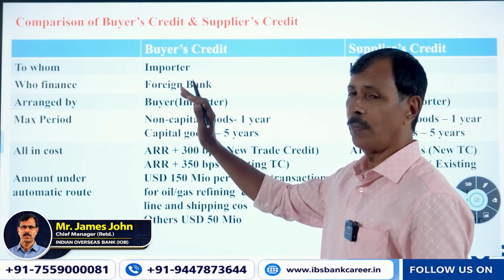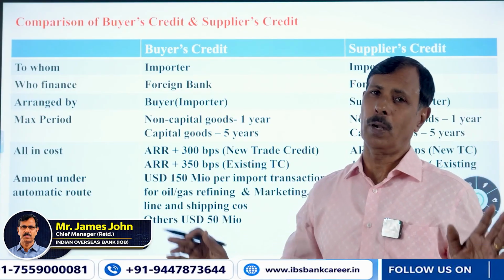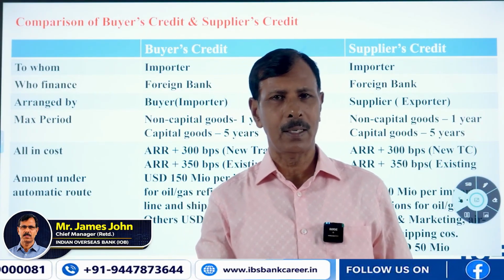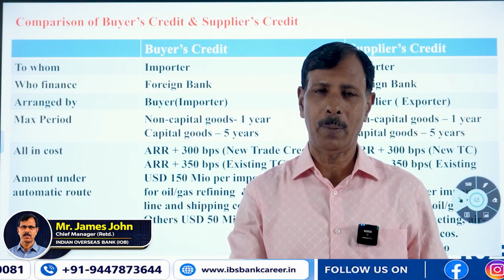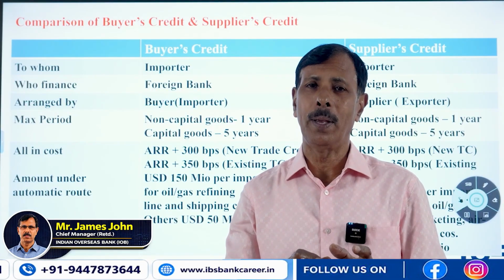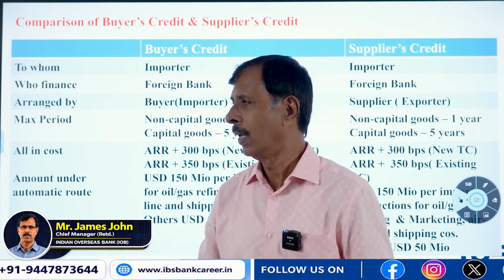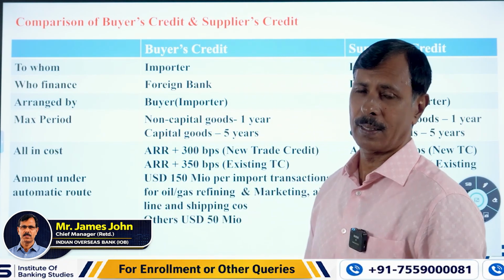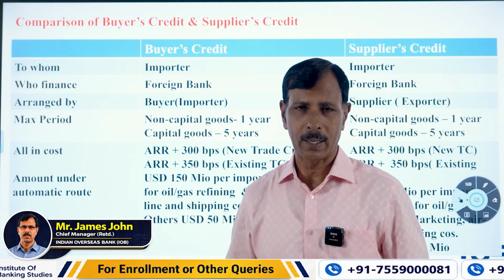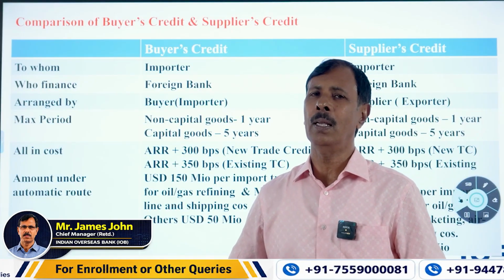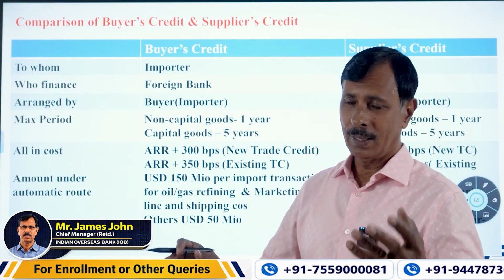And next, who finances? In both cases, it is the foreign bank. So when Reliance Industries avails either buyer's credit or supplier's credit for importing machinery, the loan will be arranged by a foreign bank. So these two are common. Now next is who arranges. Buyer's credit is arranged by the buyer, the purchaser or the importer. Supplier's credit is arranged by the supplier, the exporter or the seller.